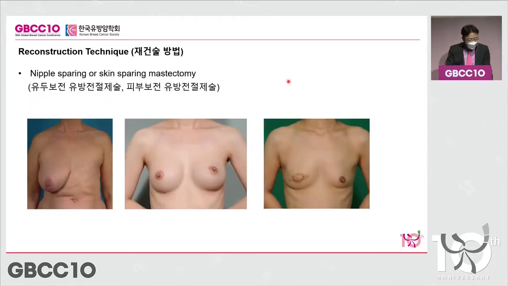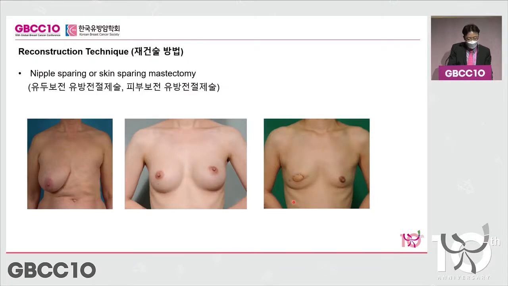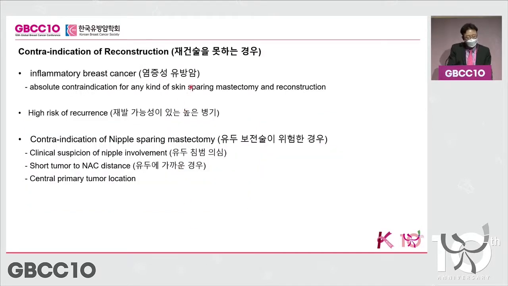This is nipple-sparing mastectomy. So this means that this patient had the cancer tumor near the nipple and therefore had to go in this direction. Many of you would prefer reconstruction, and many of you would like to maintain your own nipple. However, in some cases, that is not possible. For example, if the cancer is severe, if it's inflammatory breast cancer, then there is a high risk of recurrence.